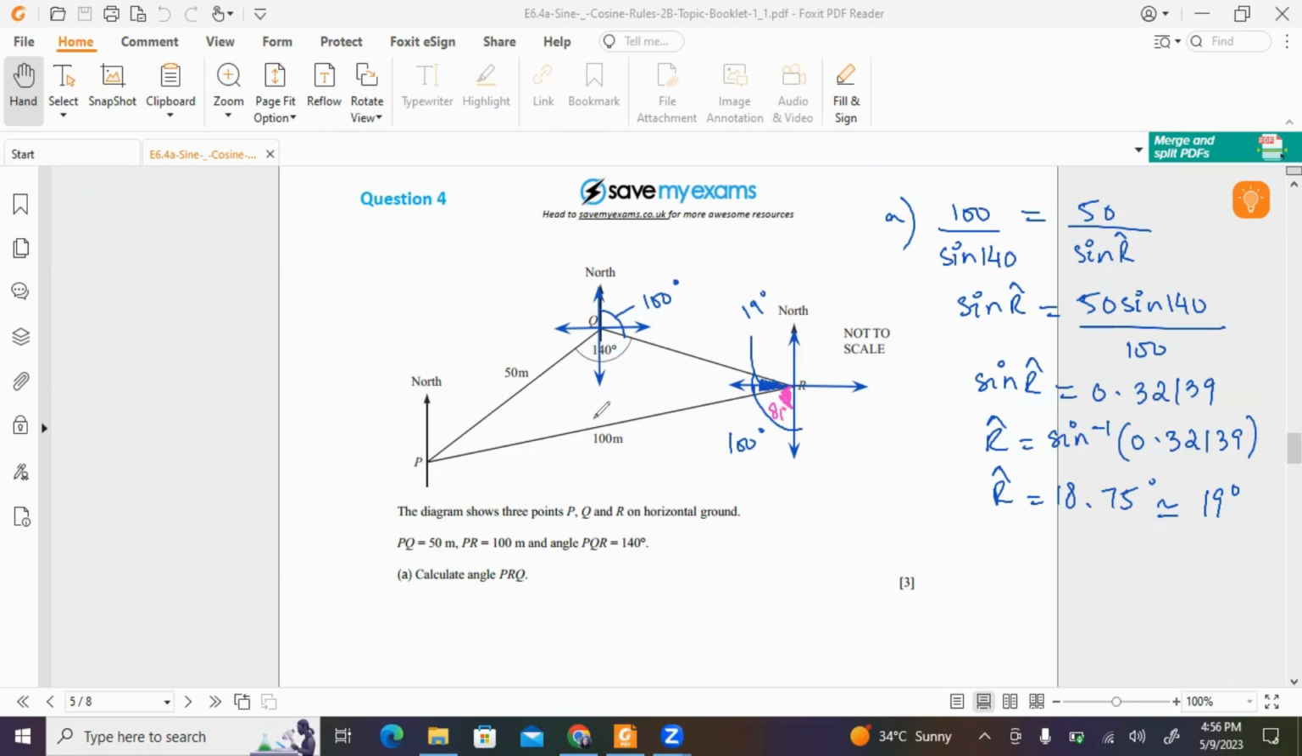So if we need to find the bearing of P from R, that's all of this. So the bearing of P from R would be the sum of 180 and 81, which gives us 261 degrees. That is your bearing.